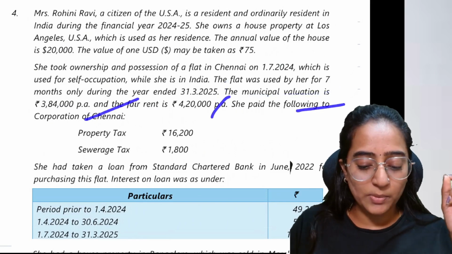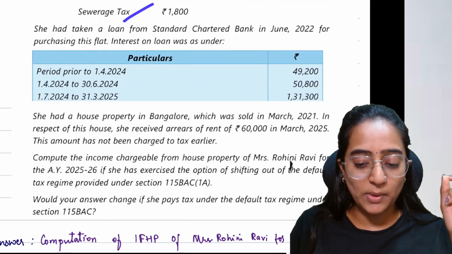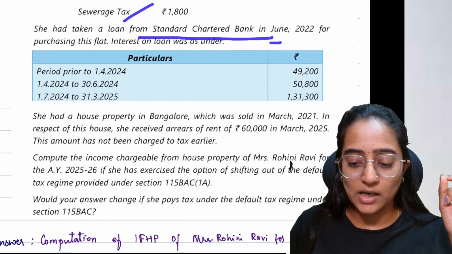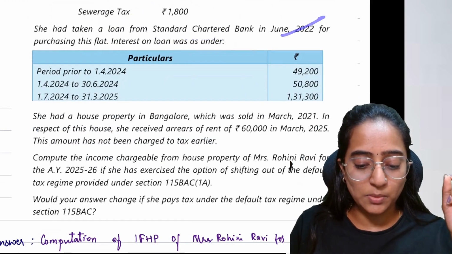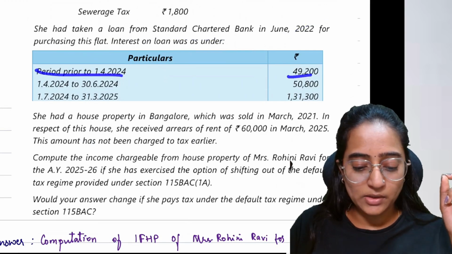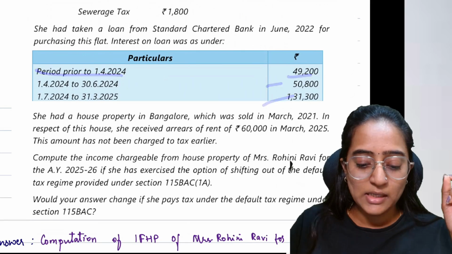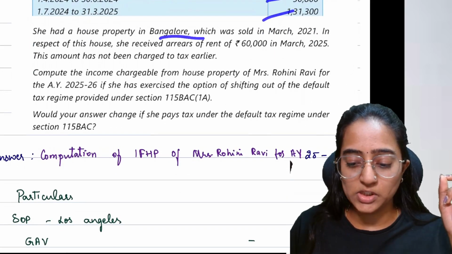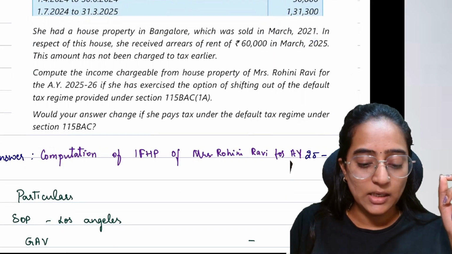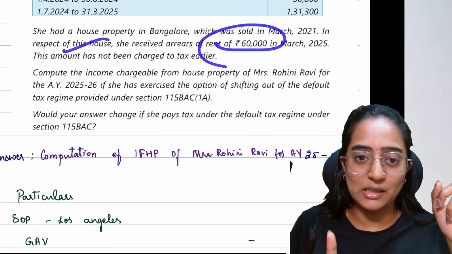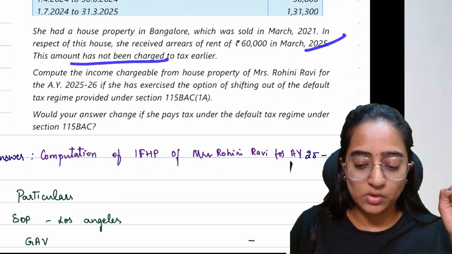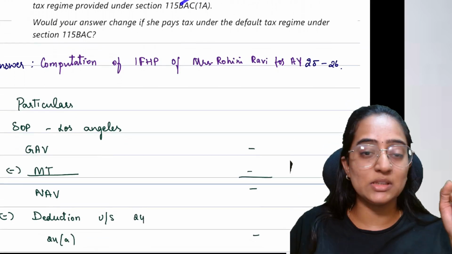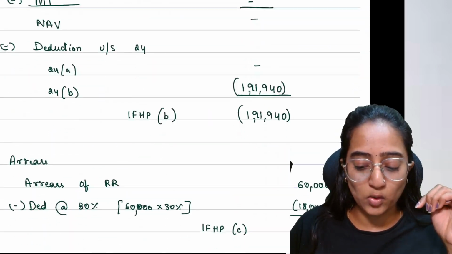She paid the corporation tax, property tax, and the village tax also, and from the Standard Chartered Bank in June 2022 she purchased, and the prior period interest and the interest portion is given. She had a house property in Bangalore which she sold in March 2021. In respect of this, she received some arrears of rent in March and the amount was not charged. So you have to calculate what is the rent which has been considered for Rohini.